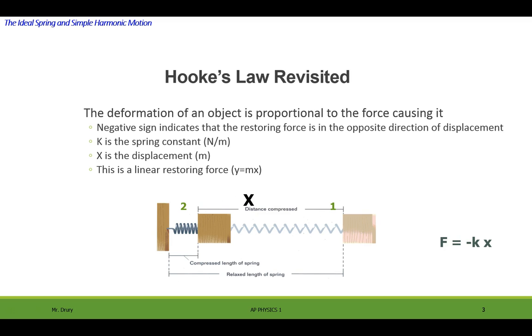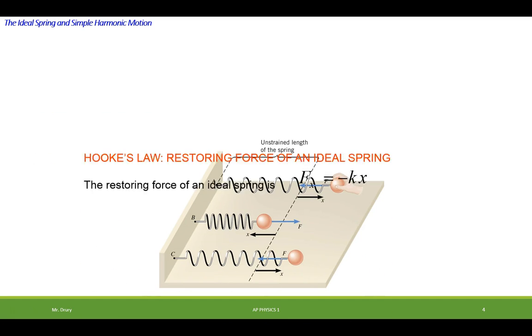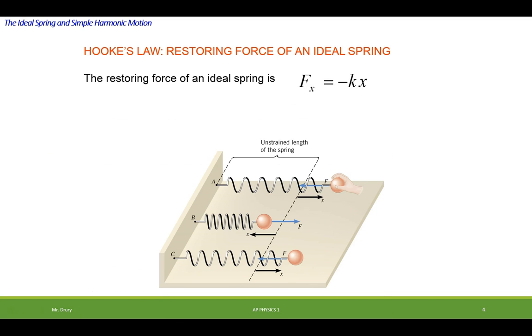This is a linear restoring force because it falls into the format of y equals mx plus b actually, but there's no y-intercept in this case. So F is like y, and k is the slope, and x is x. So it does fall in the linear format. All right, Hooke's law: the restoring force of an ideal spring is negative kx.